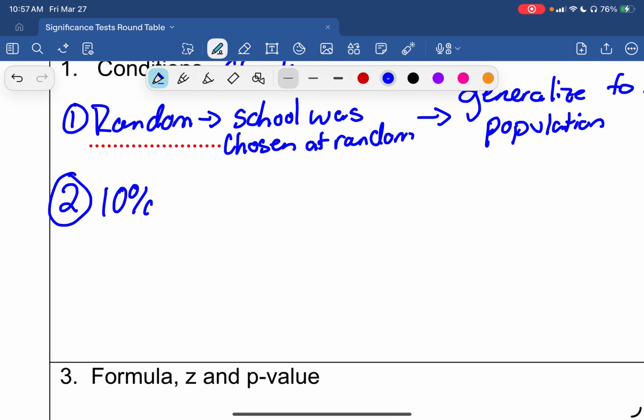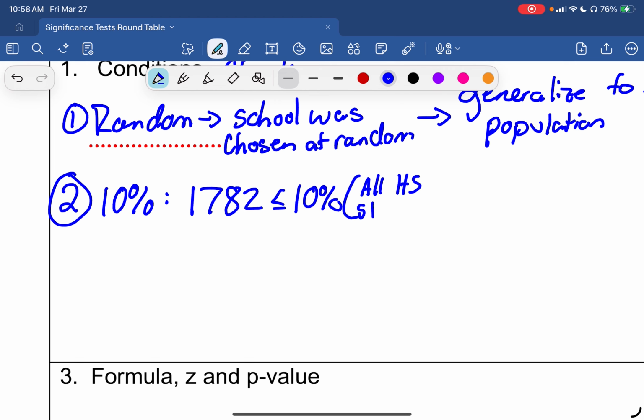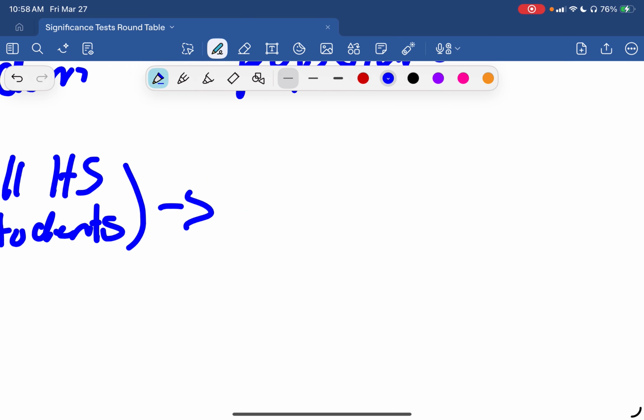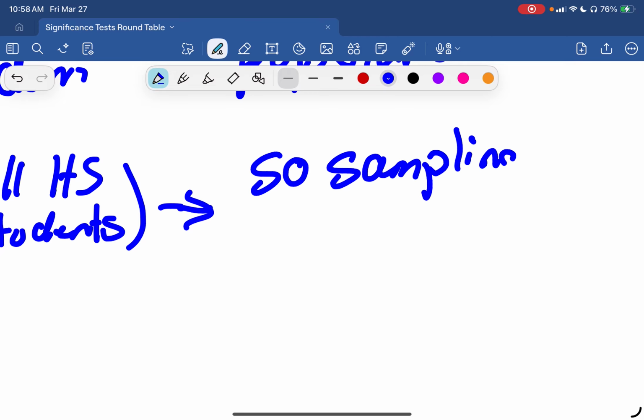For our second one, our 10% check, 1,782 is definitely less than 10% of all high school students. Here we care because we can sample without replacement.